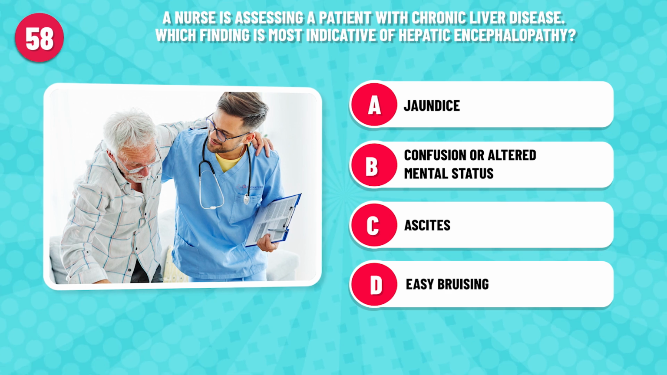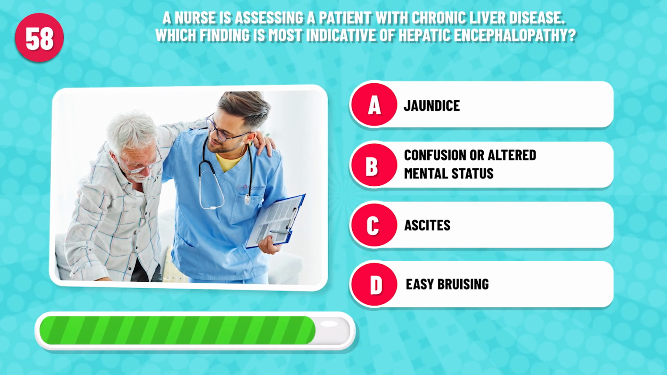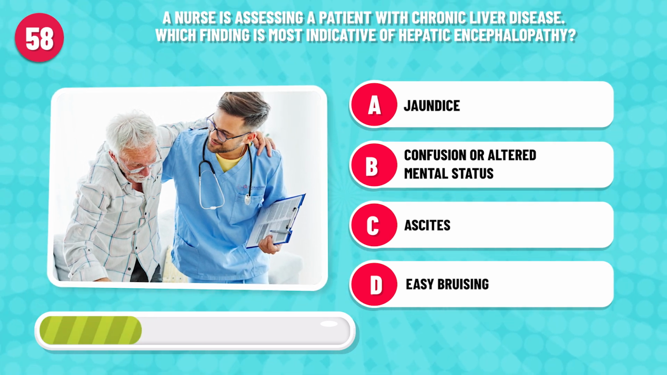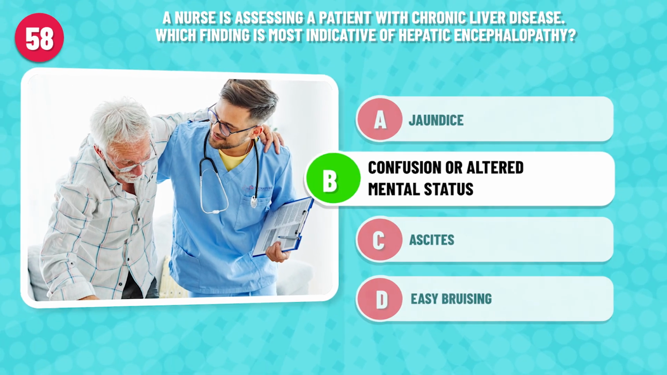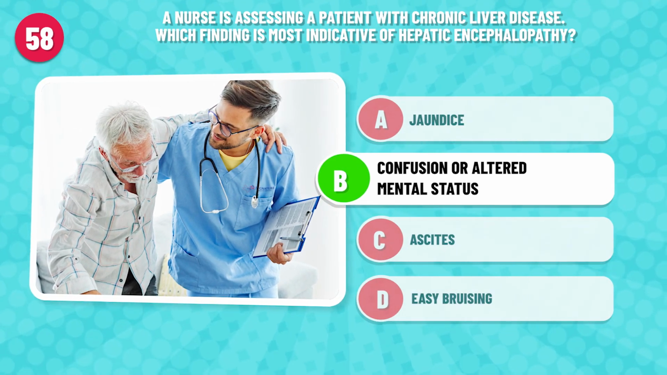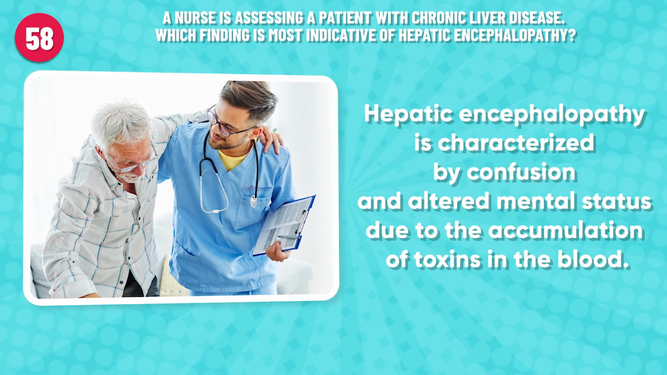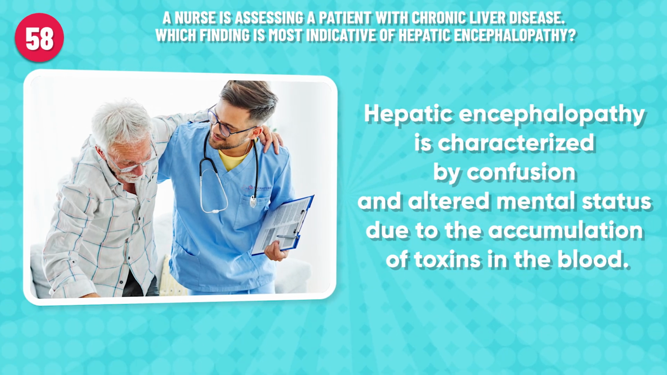A nurse is assessing a patient with chronic liver disease. Which finding is most indicative of hepatic encephalopathy? It's B. Confusion or altered mental status. Hepatic encephalopathy is characterized by confusion and altered mental status due to the accumulation of toxins in the blood.